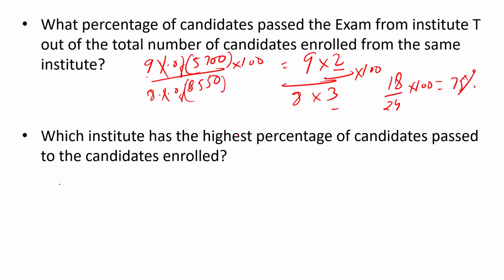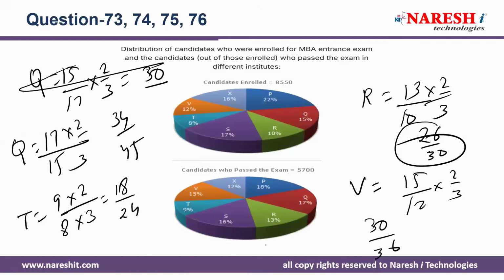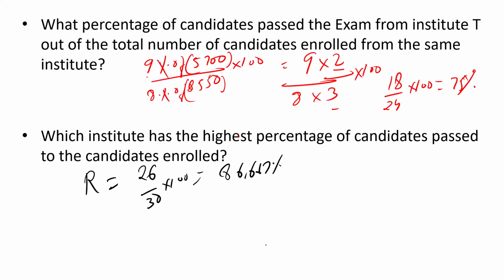So this one, answer R. 26 by 30 into 100, you will get something like 86.67, which has the highest percentage out of all the four fractions. Whichever fraction's numerator and denominator difference is smallest, the difference between 26 and 30 is only 4.